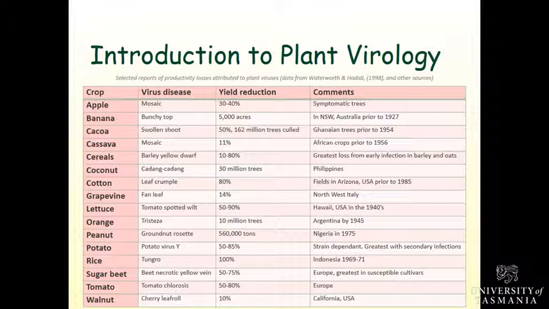Here's a viroid, kadang viroid, which I think means death. Either that or it's the sound of a coconut falling off a dead tree. But in the Philippines, it effectively wiped out the coconut industry. 30 million trees dead by a tiny little piece of RNA. It's quite amazing that this thing can actually kill a tree. But as you can see, there's a lot of direct losses, and then you add into that all these indirect losses in relation to control and management.